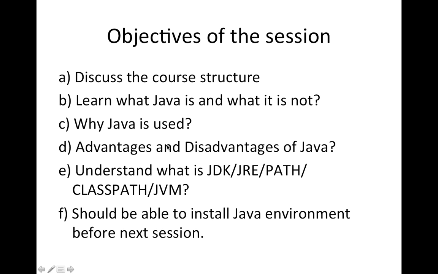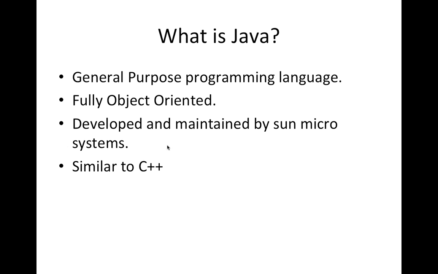Okay. So the objective of today's session is to discuss the course structure, learn what Java is and what it is not, why Java is being used, and the advantages and disadvantages of Java. Understanding what JDK, JRE, path, classpath, and JVM are, and you should be able to install Java on all of your environments, and run at least a small program by the end of this day's session. All right, let's move on.